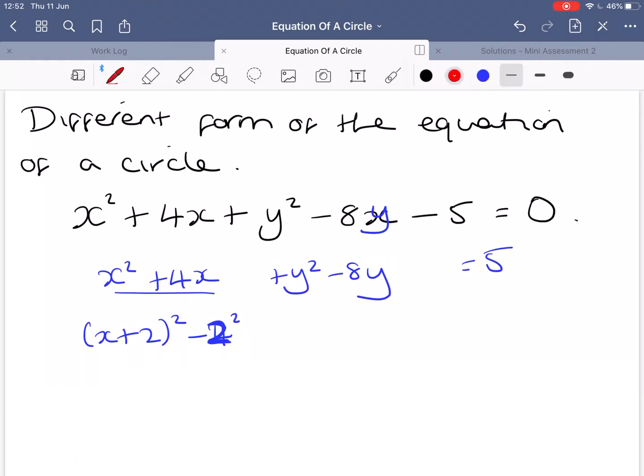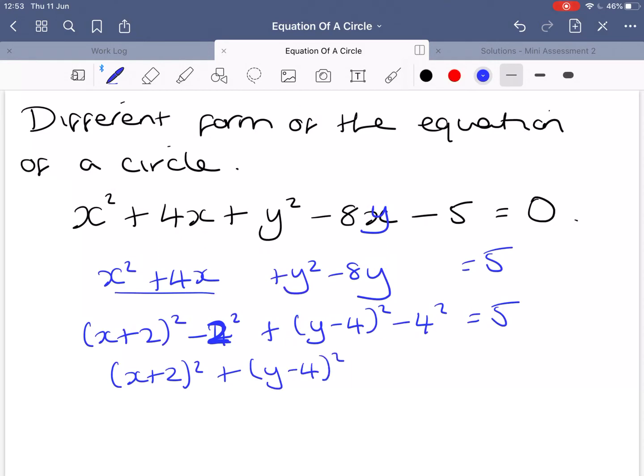When I do the same with the y, I've got to complete the square in terms of y. So that becomes y minus 4 all squared. But again, that's going to give me an extra 16. So I need to take away 4 squared equals 5. Now I'm almost there. I've got x plus 2 all squared. And I'm going to put the y minus 4 all squared next to it. I'm going to put the minus 4, because that's 2 squared, and the minus 16 equals 5.